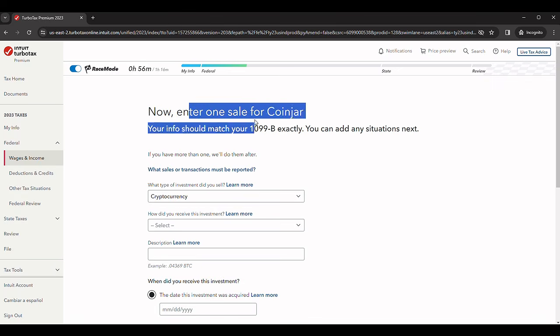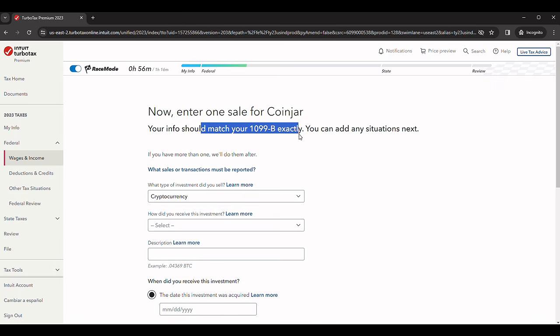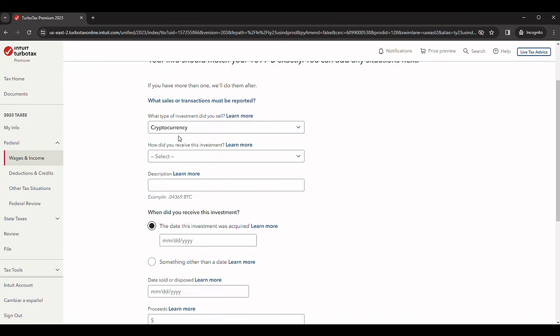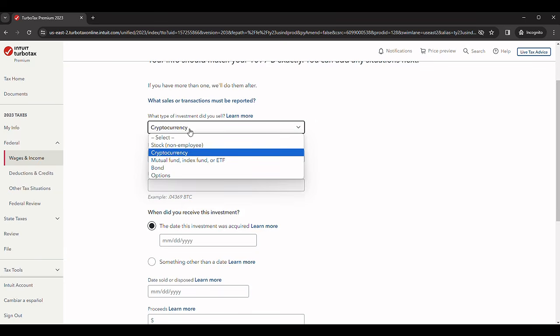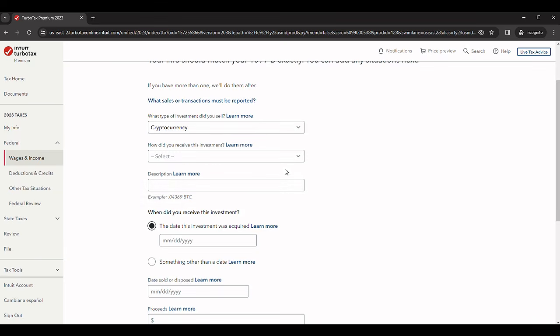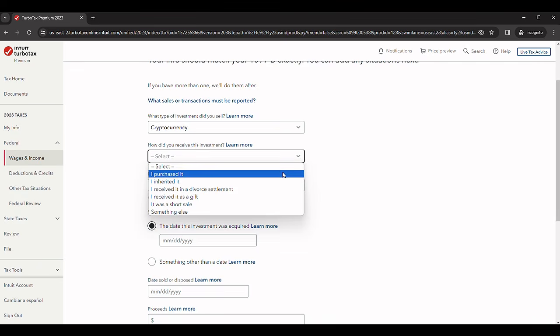Okay, now enter one sale for CoinJar. Your info should match your 1099-B exactly. If you have more than one, we'll do them after. What sales or transactions must be reported? Basically everything. Okay, so what type of investment did you sell? We sold a crypto. Okay, we're in the right spot. How did you receive this investment? You bought it. I purchased it. What are the other options? You inherited it. Divorce settlement, received as a gift, short sale, something else. So I bought it.